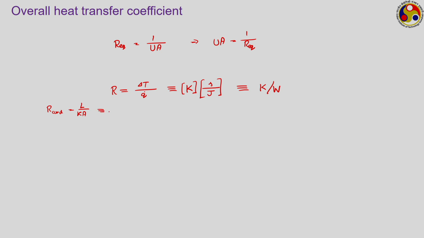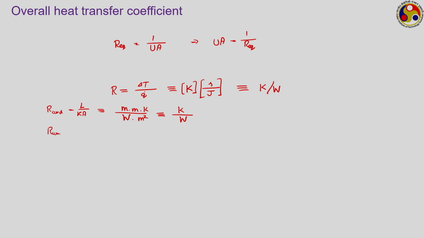If we try to form it from there, L is a length scale, so it is meter. K is thermal conductivity. What is the unit of thermal conductivity? We have developed this earlier. So, that is watt per meter Kelvin, and A is area, which is meter square. So, equivalent from there we are getting Kelvin per watt.